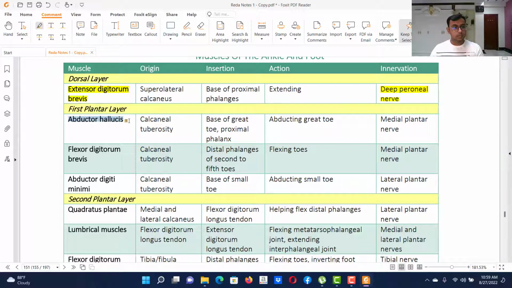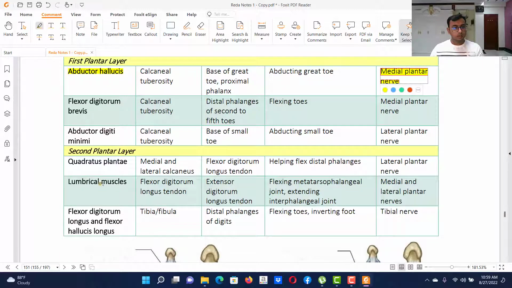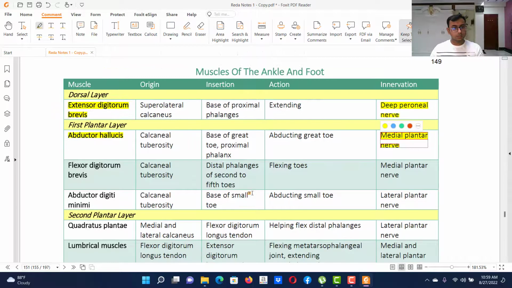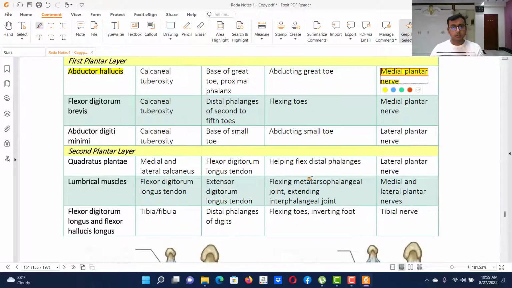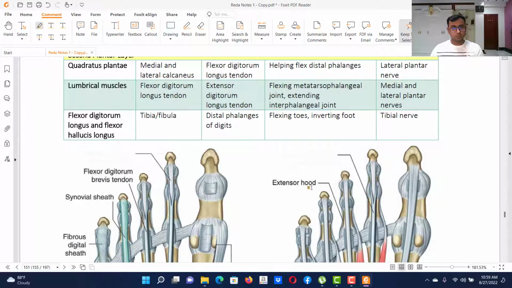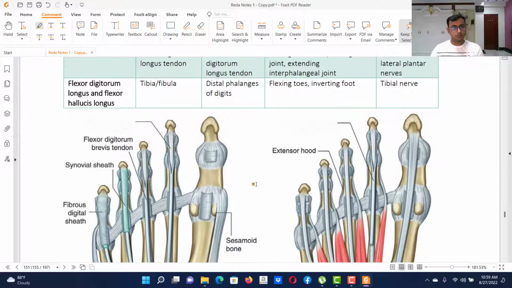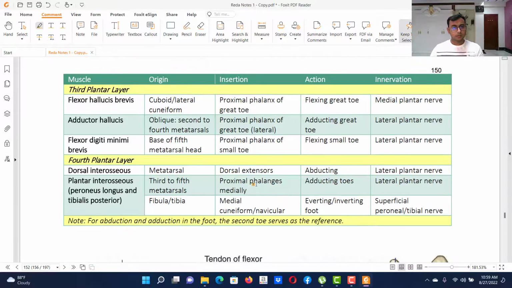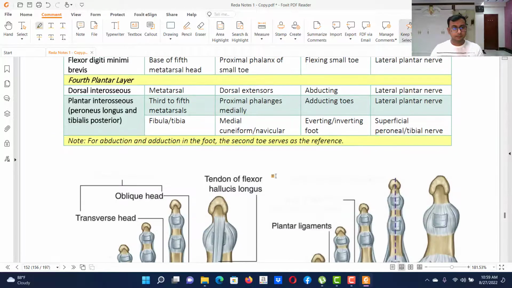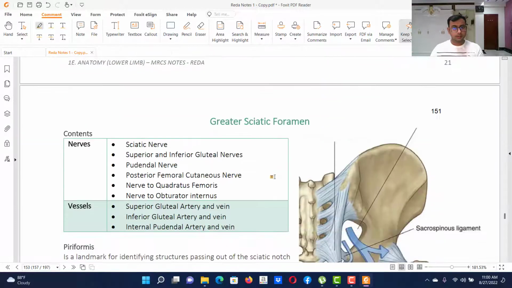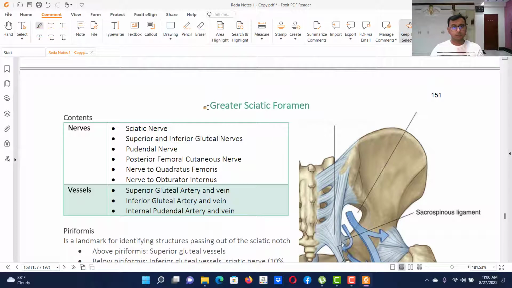Now adductor hallucis, flexor digitorum brevis. Okay. Adductor, medial plantar nerve. So this is not important, because it is important in part B, in the deep foot anatomy. Sometimes it is important for part B. Okay. No need for that. Okay, now very much important things.